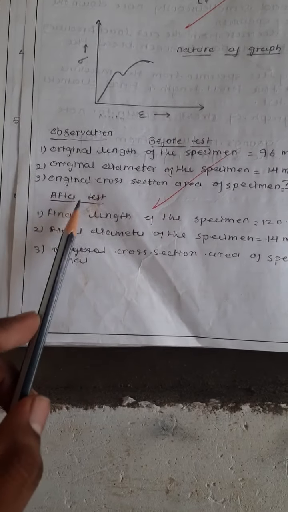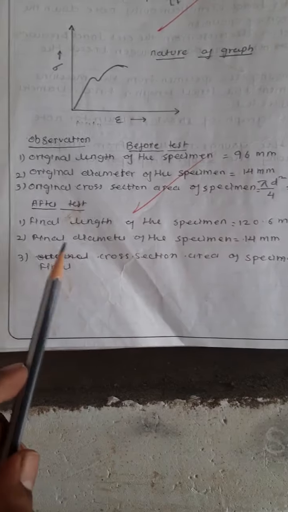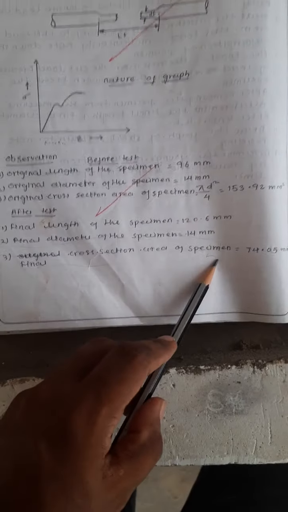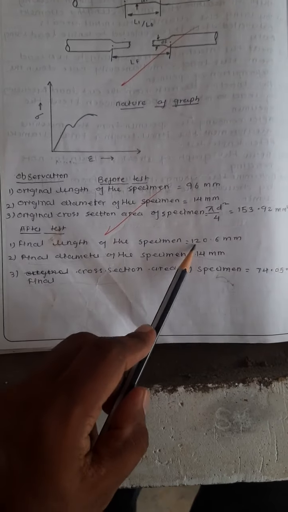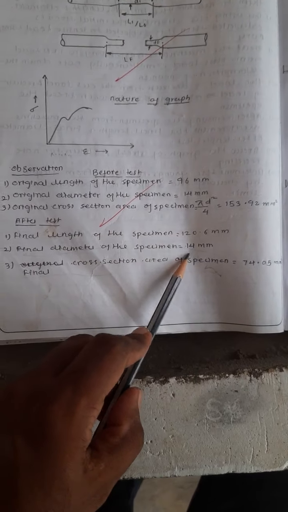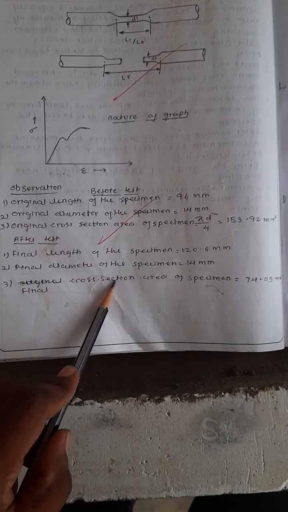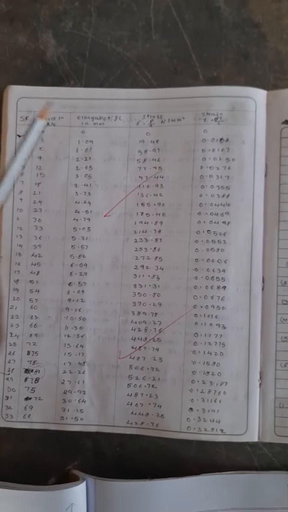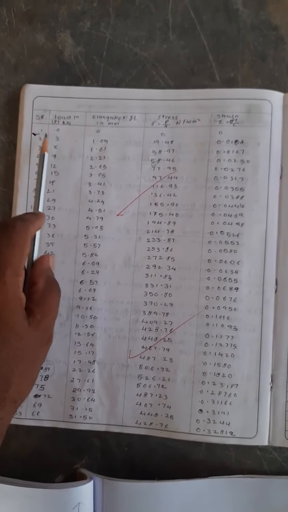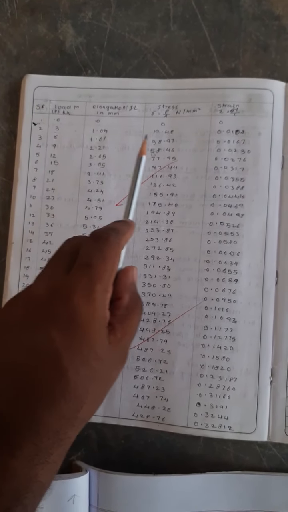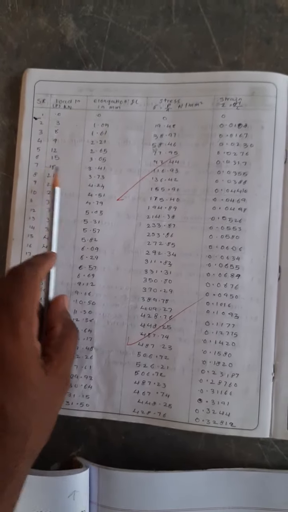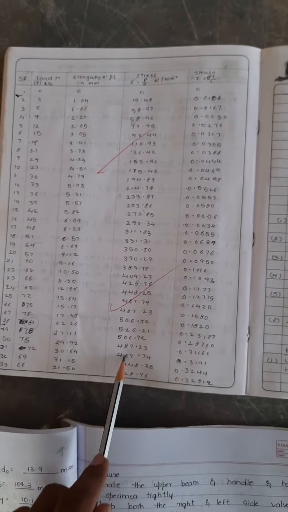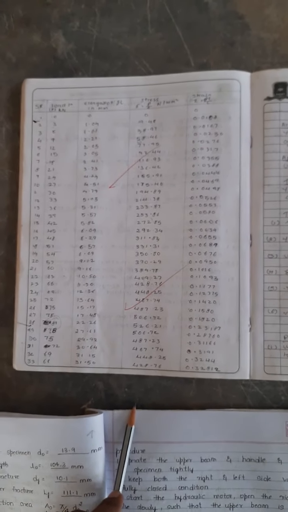So after the test, note down the final length of the specimen, the final diameter of the specimen, and the final cross section area of the specimen, that is pi by 4 times neck diameter, the whole squared. So we get the final cross section of the specimen. Also calculate the stress and strain using these values of load and elongation for each point, for all the readings.